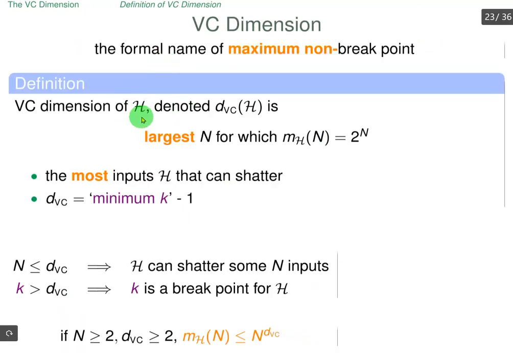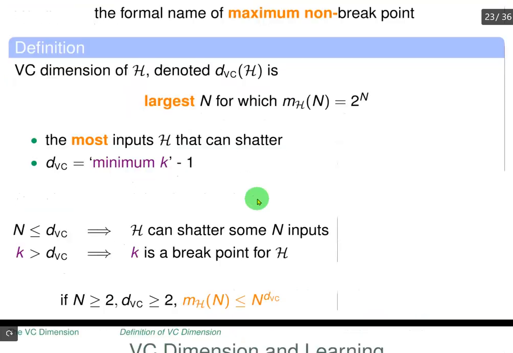The VC dimension of a hypothesis class, which we denote as d_VC of H, is defined as follows: the largest N for which the growth function of the hypothesis class is equal to 2 to the N. We can also say it is the most inputs that the hypothesis set can shatter. So the perceptron had a breakpoint of 4, because the perceptron cannot shatter 4 points. So the VC dimension will be k minus 1. The perceptron had breakpoint 4, minus 1 is 3. So the VC dimension of the perceptron is 3. That means the growth function is equal to 2 to the 3.